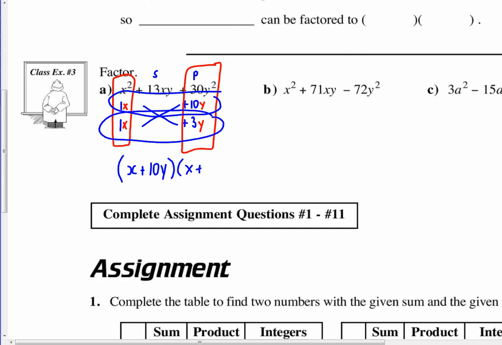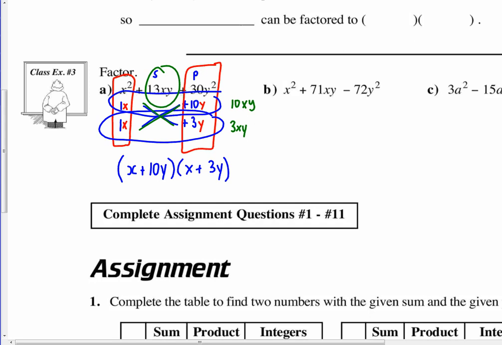x plus 3y. And if you look at your diagonals, if I put the variables in there, we get a 1x times a 3y, which is a 3xy. A 1x times a 10y is going to give you 10xy. This is how we get 13xy. Okay? So it's the same thing. We just have an extra variable in there.